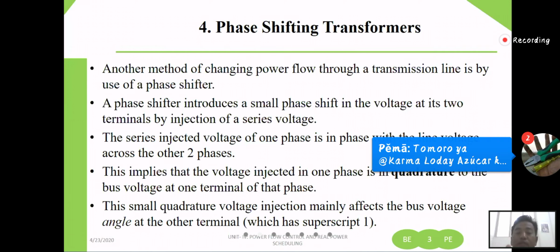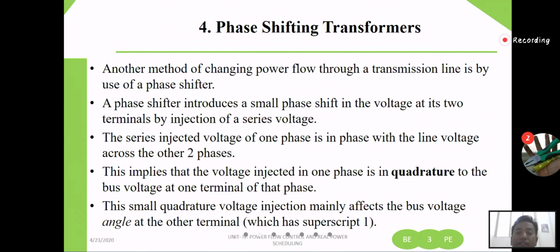Okay, both will change the power flow, but after completing the phase shift transformer, you will know exactly the differences between them. Now this phase shift is another method of changing power flow, and how it will change the power flow is this phase shift transformer, or phase shifting transformer.